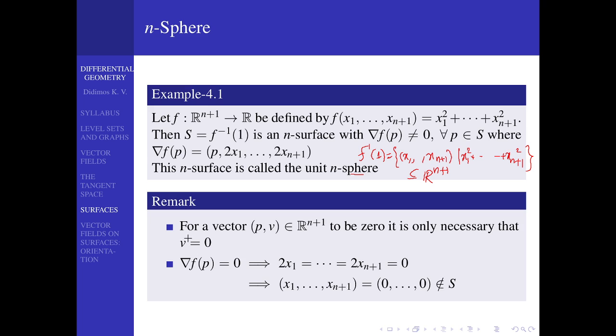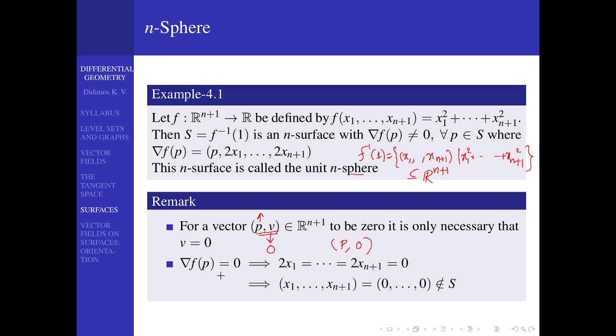Okay, then what are the remarks? For a vector (p, v) belonging to R^(n+1) to be 0, it is only necessary that v equal 0. This is the idea I just mentioned above. When you consider a vector at p, this vector is said to be 0 when we set the vector part to 0, but then we call it a zero vector at the point P. This P stands for representing that this is a vector at P. That is the meaning of this P. So in order to get a zero vector at P, we need to use the notation (p, 0).